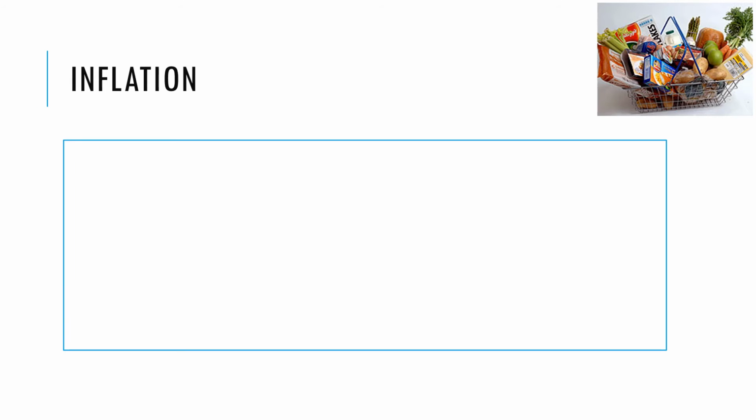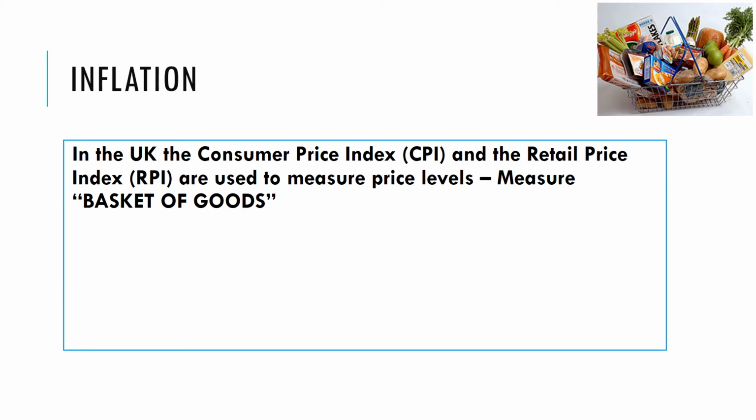So inflation. In the UK, to measure inflation, the Consumer Price Index is our first port of call. And the Consumer Price Index measures what we would call a basket of goods. That's kind of a figurative basket of goods, looking at effectively what sort of stuff do we buy and what's happening to those prices. There is a second index that also records changes in price, and that's called the Retail Price Index. But the CPI is the main one we're going to focus on. The indices are produced by the Office of National Statistics.